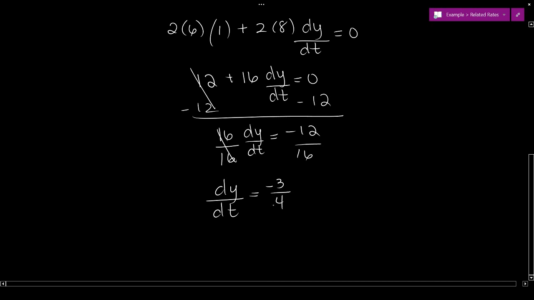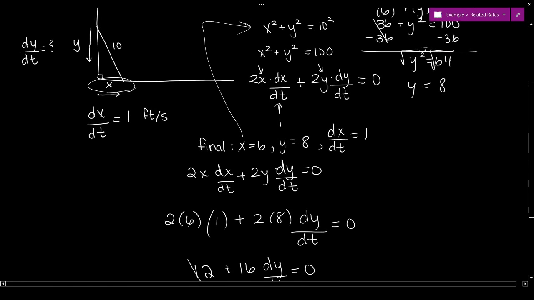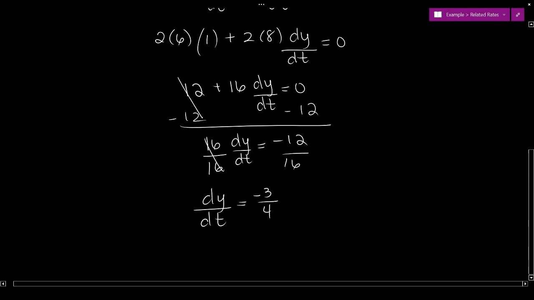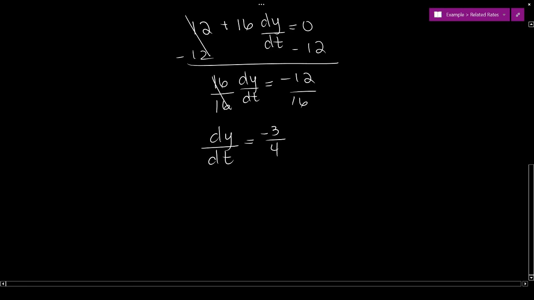dy/dt is the rate of change of the y variable. So remember that the top of the ladder is sliding down, so we do expect that length to be decreasing. We do expect a negative value. So the rate of change of that length, that distance, is negative 3/4 feet per second.